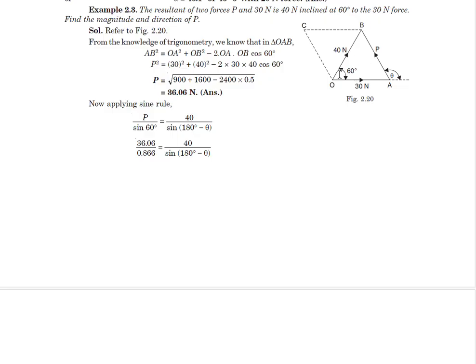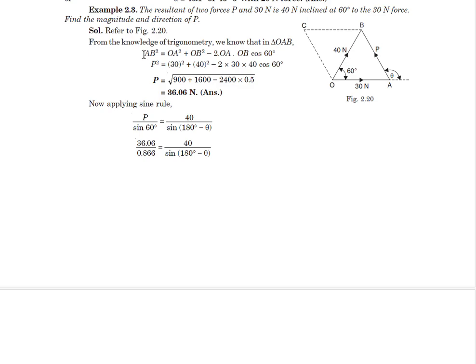So in this case, the resultant is given, which is 40 Newton. And these are the two forces. The first one is this one, and the second one is this one. So that means 30 Newton is the first force, and P is the second force. P is the unknown, which we have to find out using the analytical method. So here we can apply the knowledge of trigonometry to find out the magnitude of P.